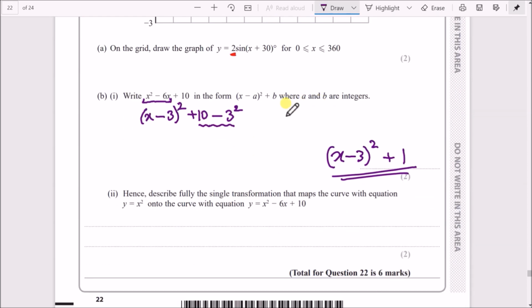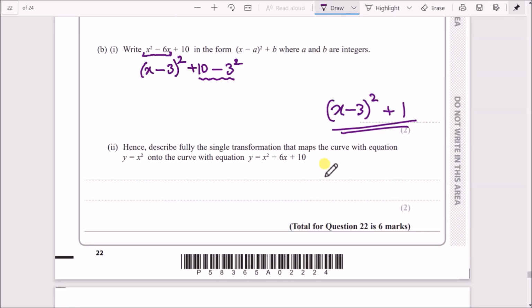Now for part 2, hence describe fully the single transformation that maps the curve of equation y equals x squared onto the curve of equation y equals x squared minus 6x plus 10. Okay, so how do you move from here to there? Now keyword, guys, every time they use the word hence, it means use your previous result. In other words, use the result from B1, that one.